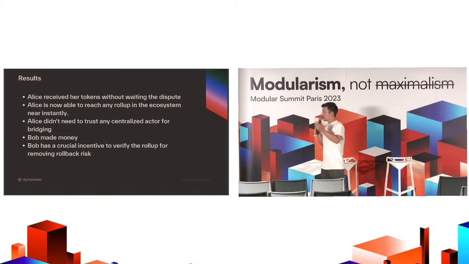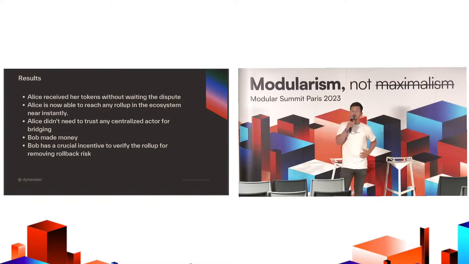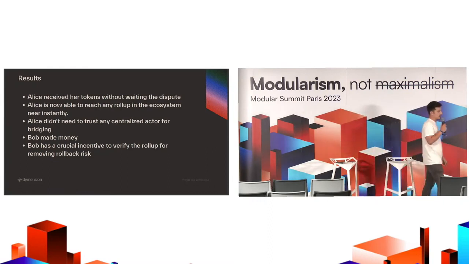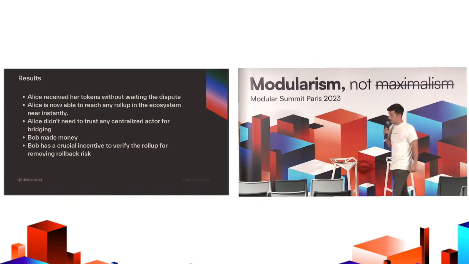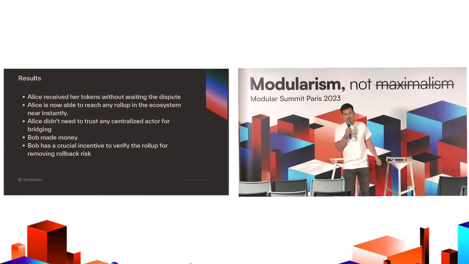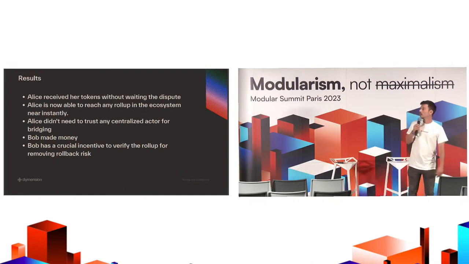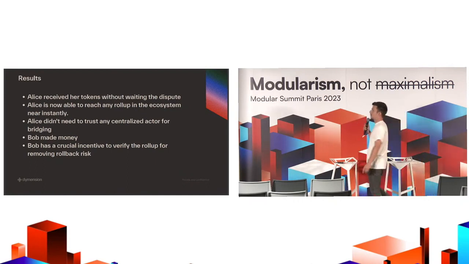So Alice also didn't need to trust any centralized actor for bridging. This is super important because right now everybody's using Arbitrum, Optimism, whatever rollup on Ethereum or whatever rollup that is optimistic. They're using it with the liquidity provider that they trust. So we leverage the IBC mechanism, and we leverage the trust in the validator set of the Dymension hub to create a trust minimized environment for people to use and basically to leverage it.